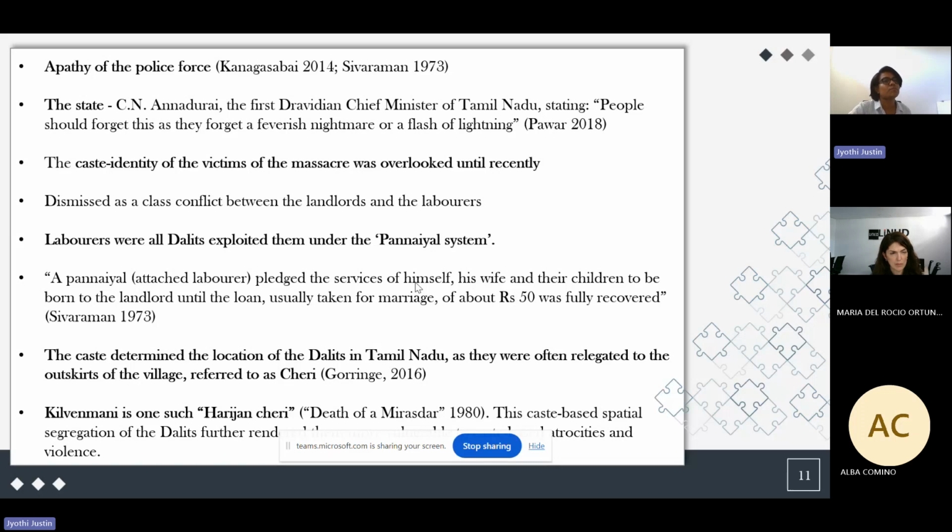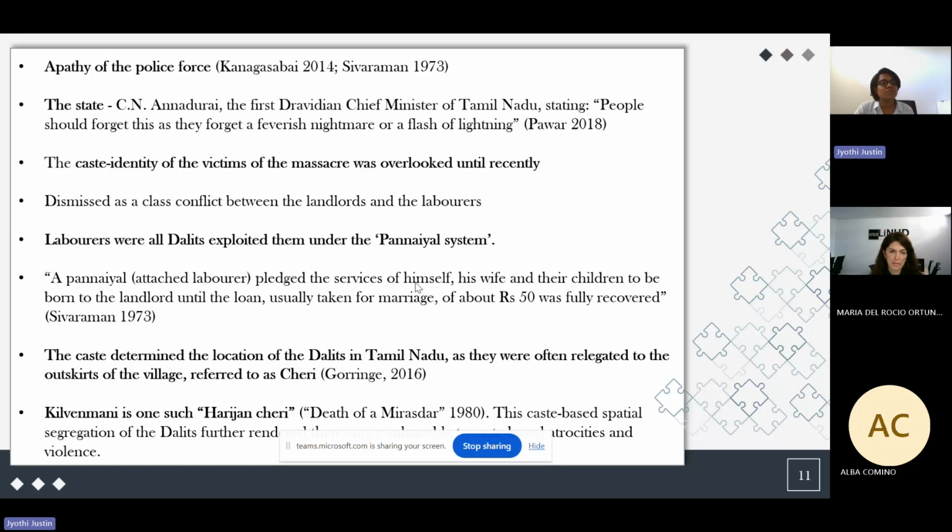When we look at the narratives on this massacre, especially newspaper reports, we can see that there was an apathy from the police force and the state because of the caste identity of the victims. That is mostly because they were from the Dalit and laborer caste. This case of the massacre was not reported in detail or was not dealt with in a proper legal manner. And we can also see by trying to map the survivors that caste actually determined the location of Dalits in Tamil Nadu.